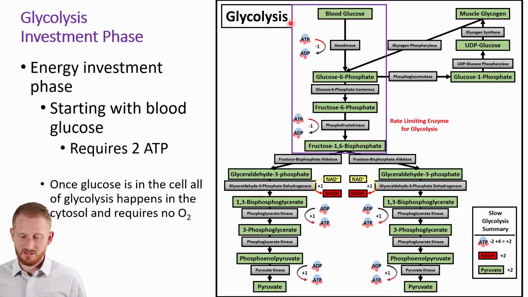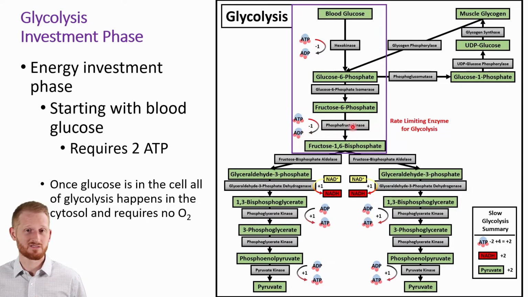This part that is in this purple box here is what is sometimes called the investment phase of glycolysis. And the reason it's called that is because we actually use energy up in order to go through these processes. Specifically right here, we use an energy molecule when we brought the glucose in and turned it into glucose 6-phosphate. And then we also use another ATP molecule here, going from fructose 6-phosphate to fructose 1,6-bisphosphate. And so these two steps do use up energy.